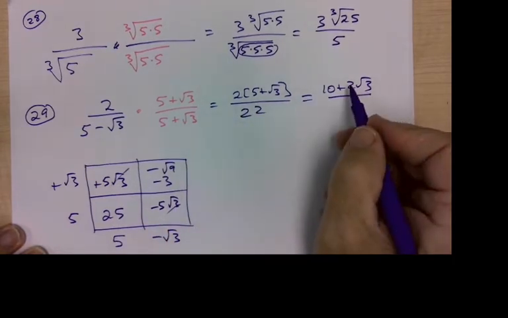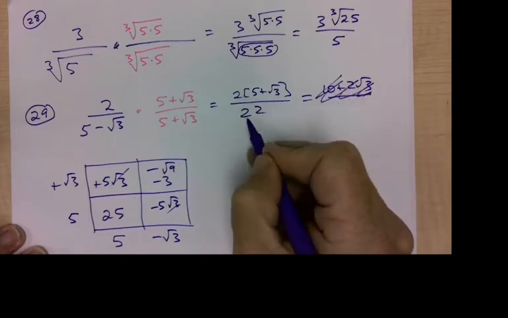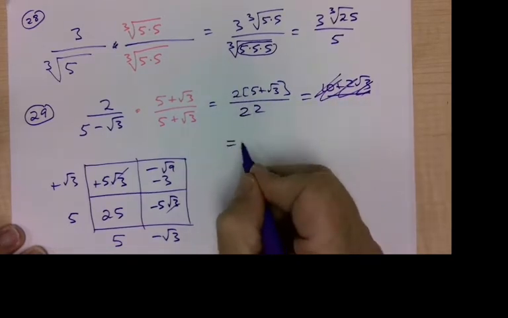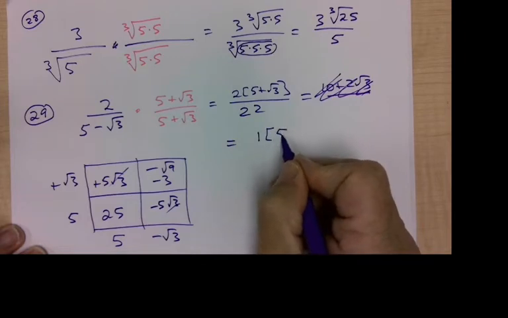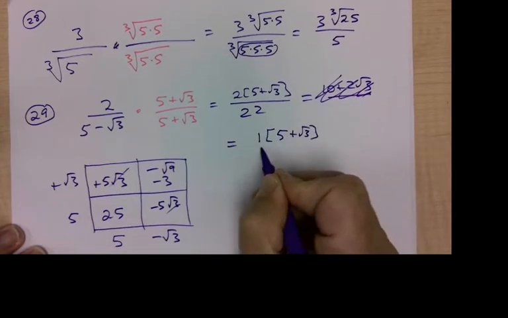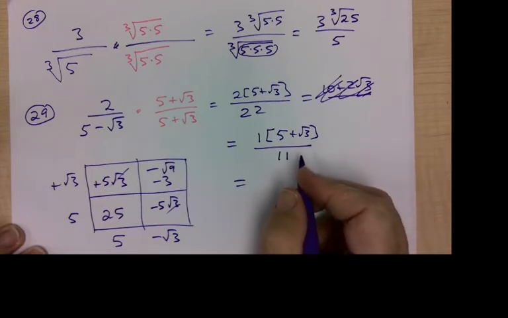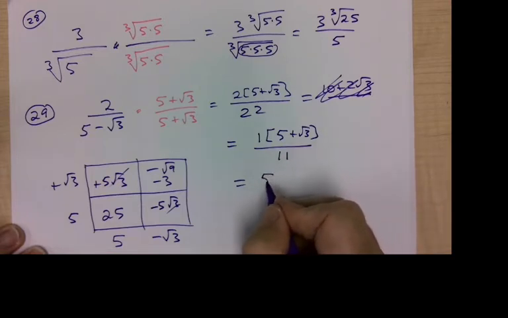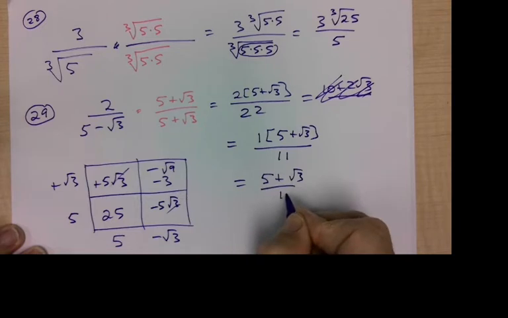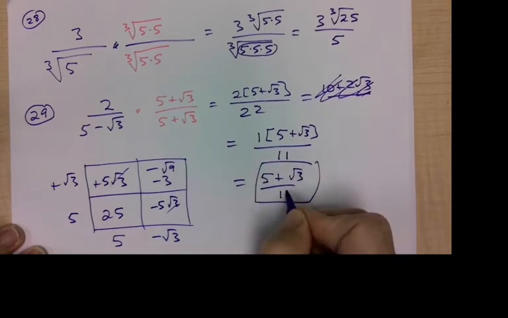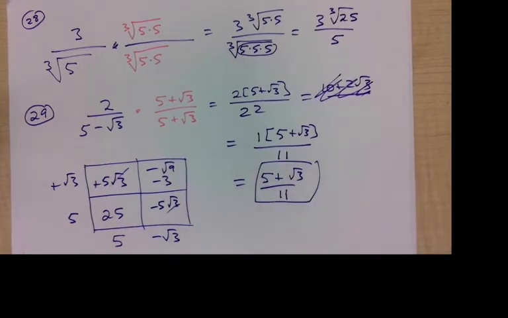So maybe I didn't want to multiply that out, because notice 2 divided by 22 gives me 1 over 11. 1 over 5 root 3 over 11. So a better answer than where I was going for when I distributed was to give me 5 plus root 3 over 11 for number 29.